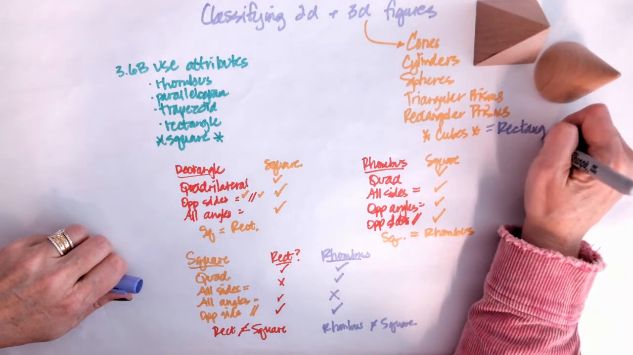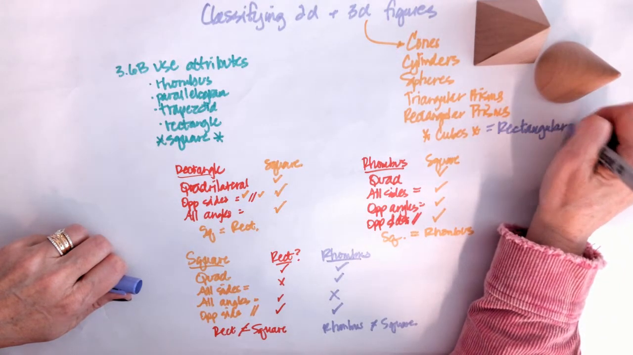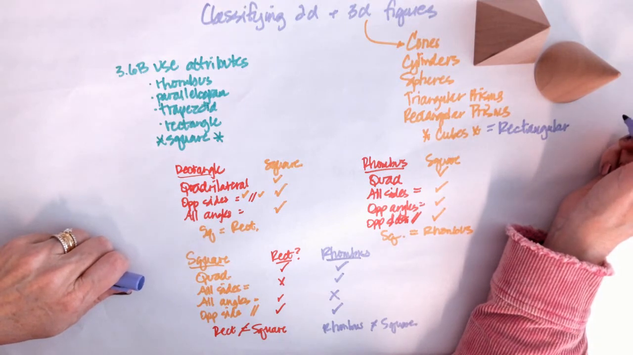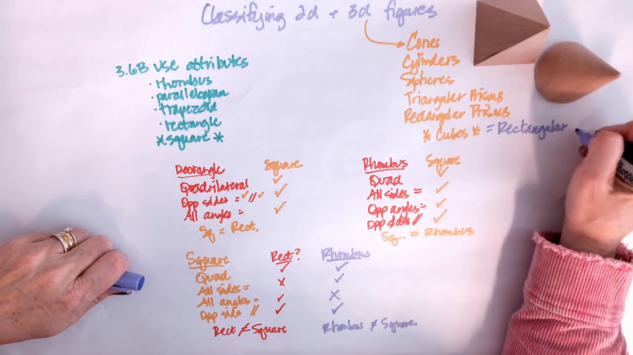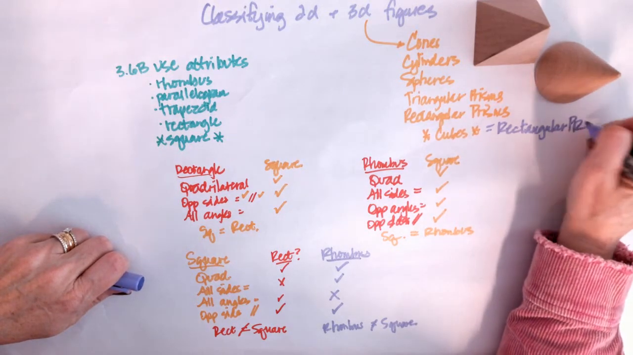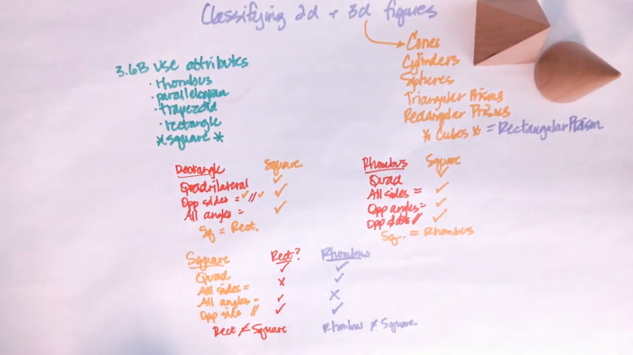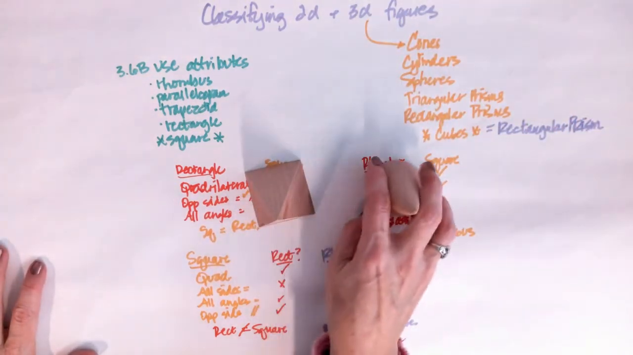It's just a special rectangular prism because all sides, or all faces, are equal. A rectangular prism does not have to have all faces equal. A cube does. So a cube is a rectangular prism, but a rectangular prism is not a cube. Some other things that we want to make sure we help students understand.